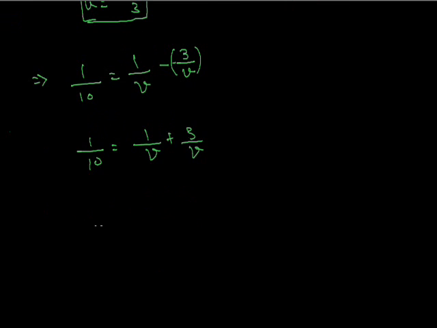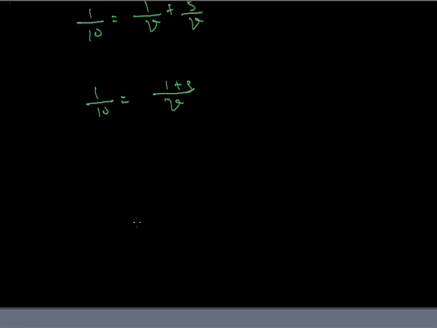On calculating, what do you get? 1 by 10 is equal to (1 plus 3) by v. So v will be 40 centimeter, which means the image of object AB will be formed at 40 centimeter. So this is all about our spherical lenses, and this is all about our light chapter.